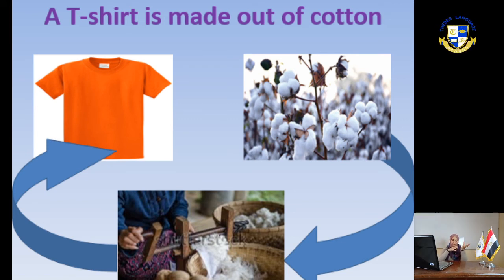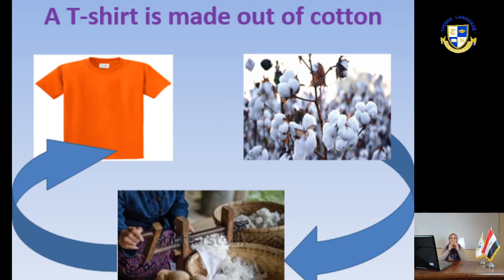Then, to turn fabric into a t-shirt, the fabric is cut to the correct size and shape. The fabric is then sewn together. There is a machine that can help. This machine is called a sewing machine. So this is the life cycle of a t-shirt.